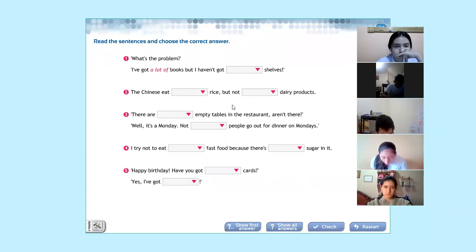Please, everybody, open your books and circle the correct answer in your books. Quickly, now, let's do it. Hurry up, hurry up.